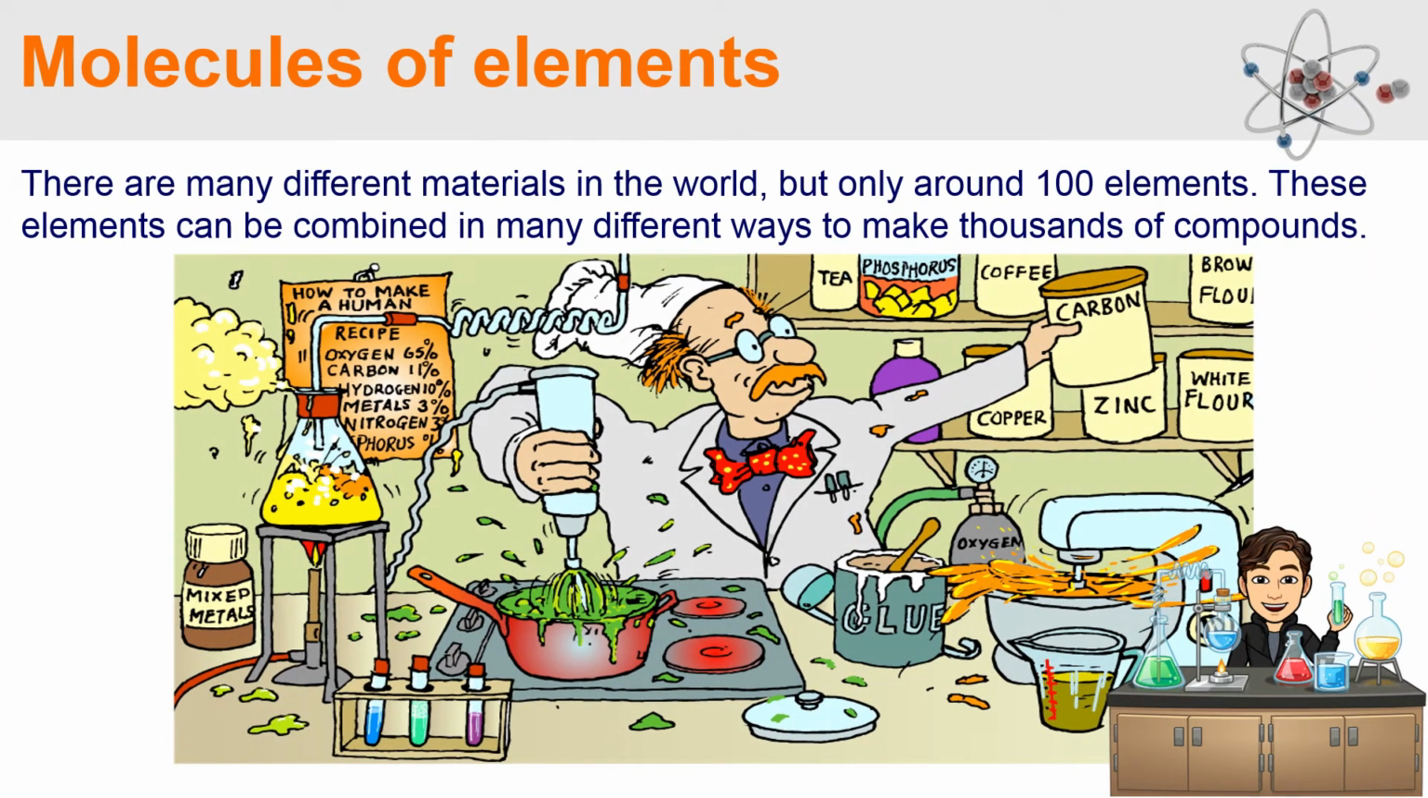Please do note that there are many different materials in the world, but only around 100 elements, or 118 to be exact. These elements can be combined in many different ways to make thousands of compounds.